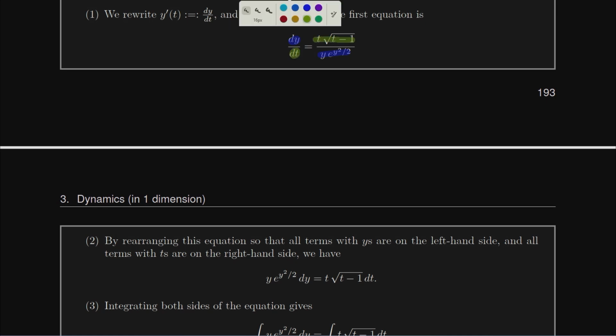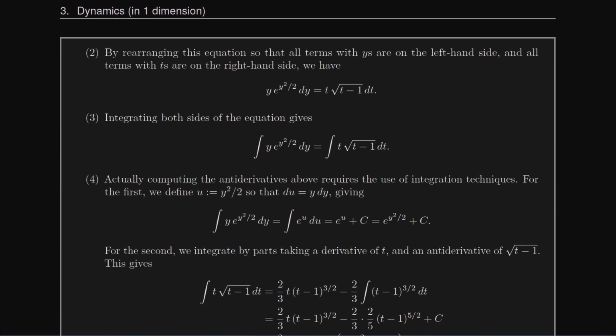That's going to give me, on the left-hand side, if I multiply both sides by y e to the y squared over 2, I get y e to the y squared over 2 dy. And if I bring the dt to the right-hand side, I'll have t times root t minus 1 dt. In the third step, I'm going to integrate both sides of that equation.